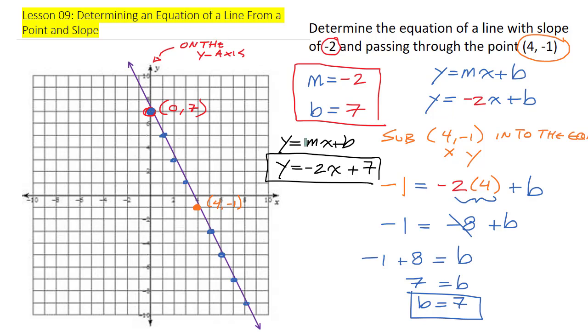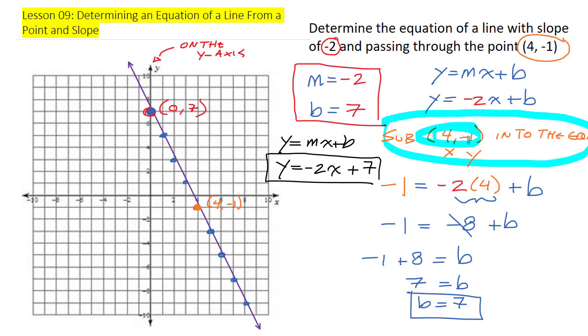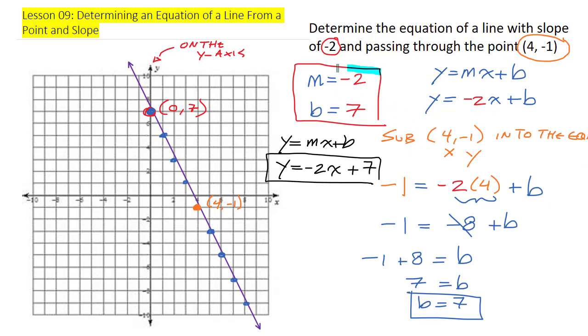Now, in your final equation, you don't put this point in here. The point that we substituted in is a temporary step. We're basically using this point, that (4, -1), just to figure out what b is. Once we know what b is, and we got b is 7, we're done with this point. We don't need it anymore, so we just get rid of it. All we need to put in our final answer are these two values: m, our slope, -2, and our y-intercept, 7.